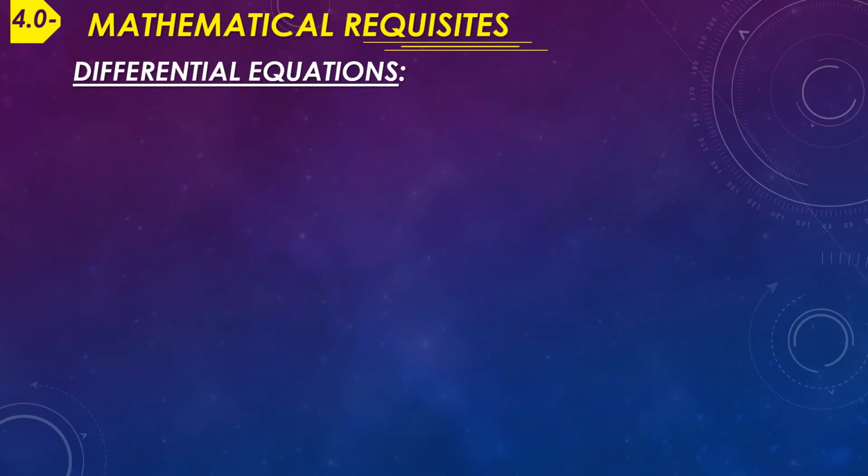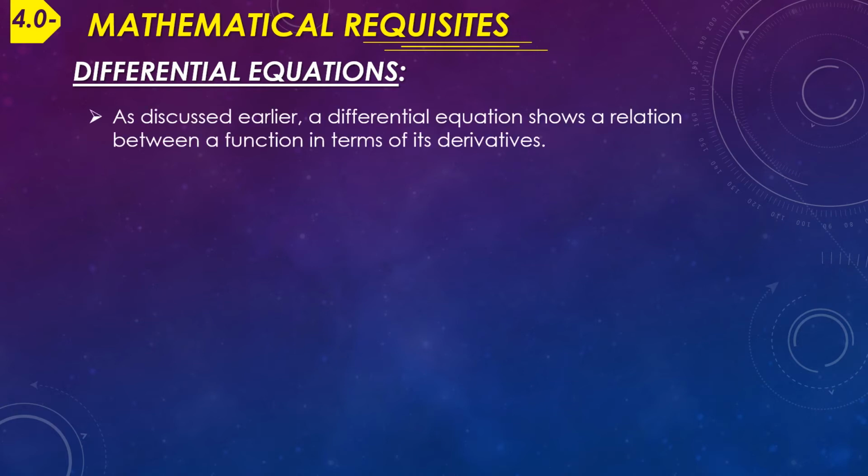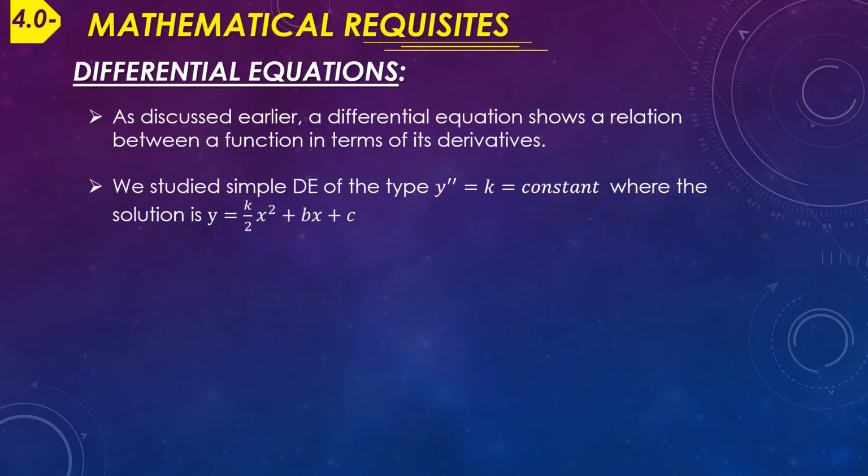Now, the last point that we need to focus on in mathematics is differential equations. Previously, we have discussed differential equations when we studied momentum. However, we studied differential equations in their simple form. For example, we have taken an equation which is y double prime equals a constant. The solution was back then y equals k over 2 x squared. How was this generated? Let's step a bit back.